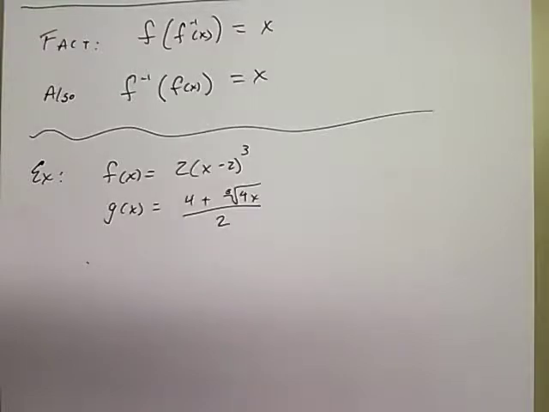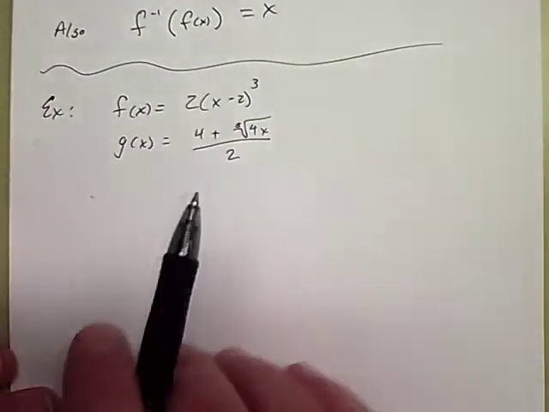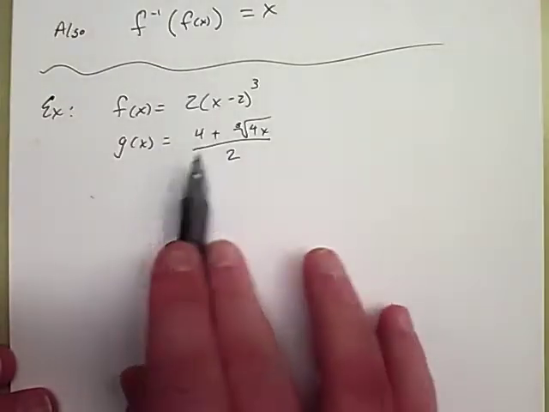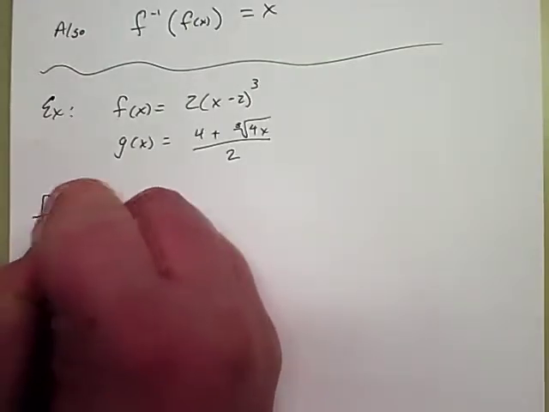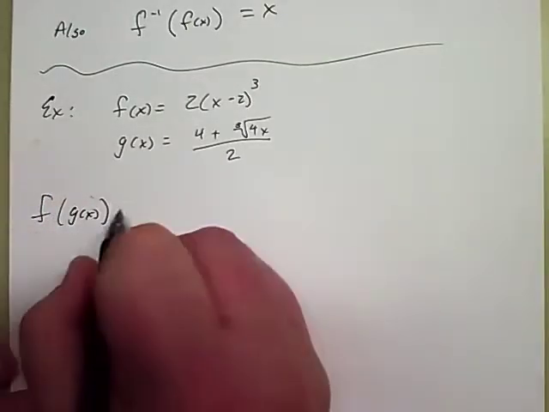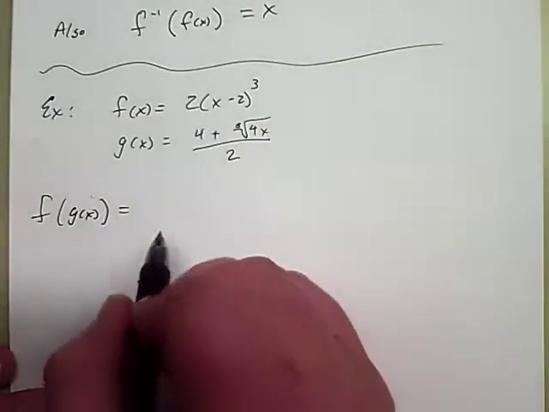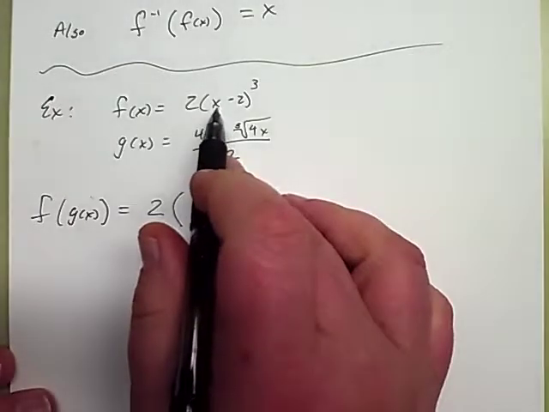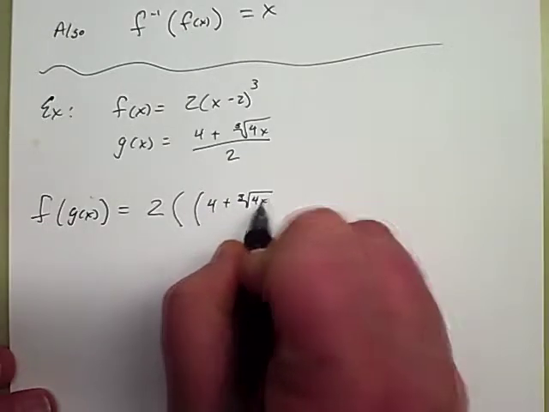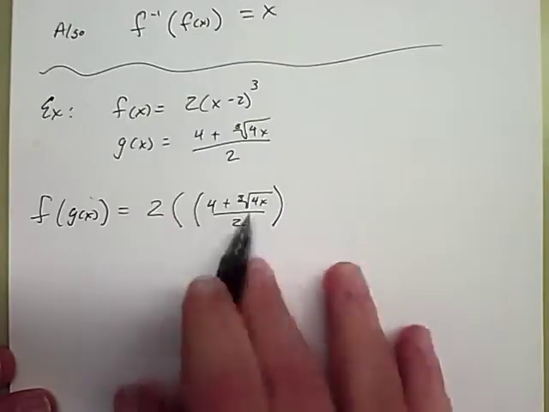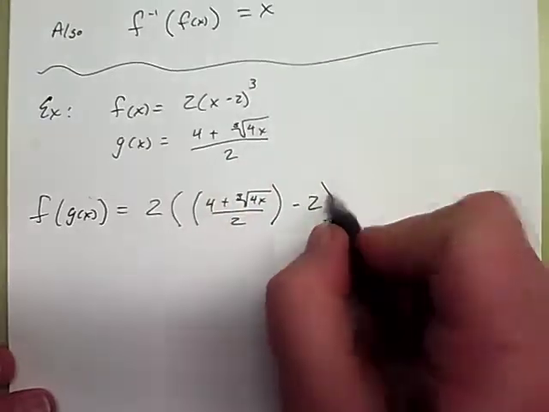There's two ways of doing this, so I'm going to do both ways. The first one I'm going to do, I'm going to take the g function and plug it into the f function. So I'm going to do f of g of x. That means that all of this is going to replace the x. So I have 2 times, now it's not x anymore, it's 4 plus the cube root of 4x all over 2, minus 2, and the whole thing is cubed.